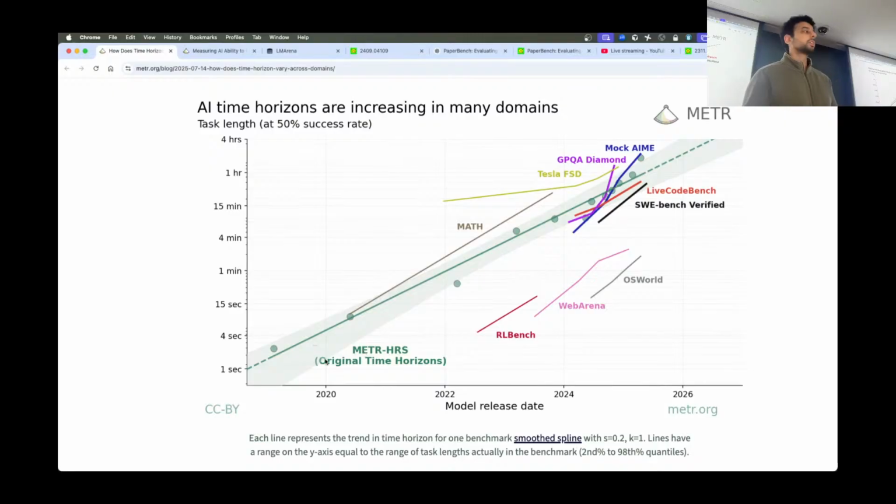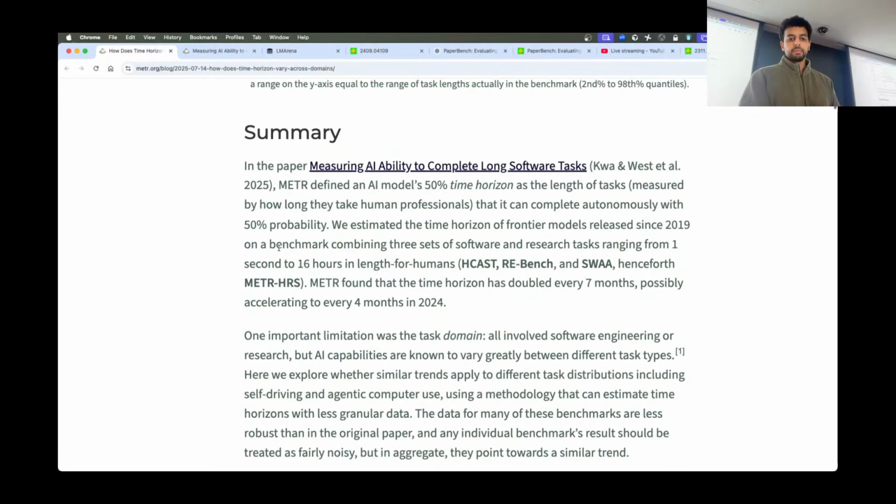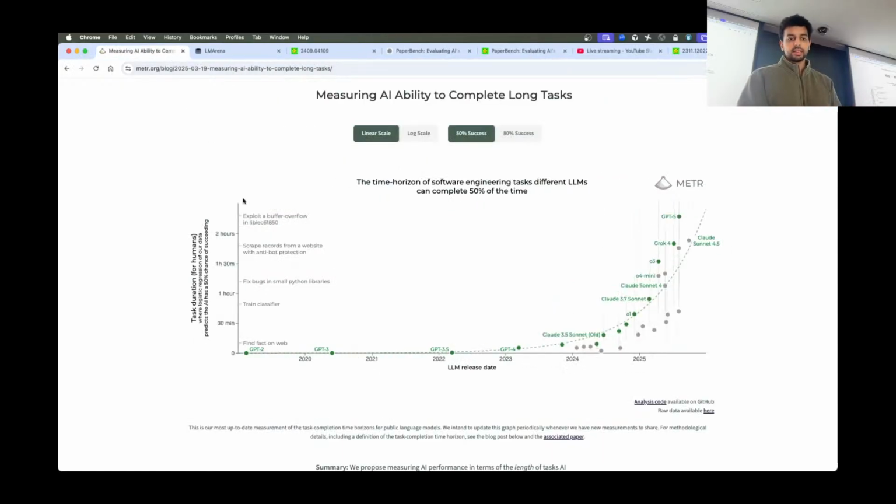They're basically trying to show that as models have been improving over the years, the task complexity, in terms of how much time it would take a human to solve the task, has been increasing. So models are getting increasingly good at solving complex tasks that are time consuming for humans. This was published in July 2025, and I think since then there have been more updates to this.